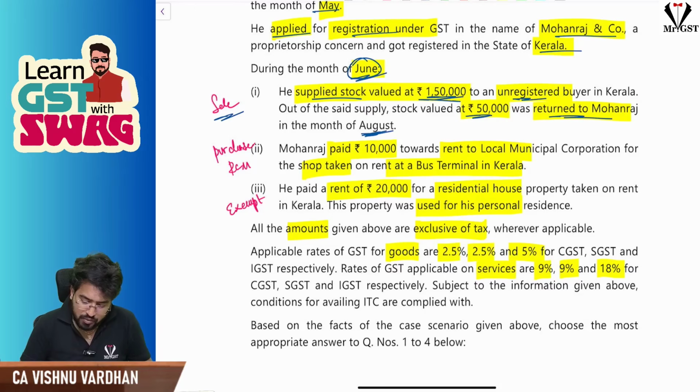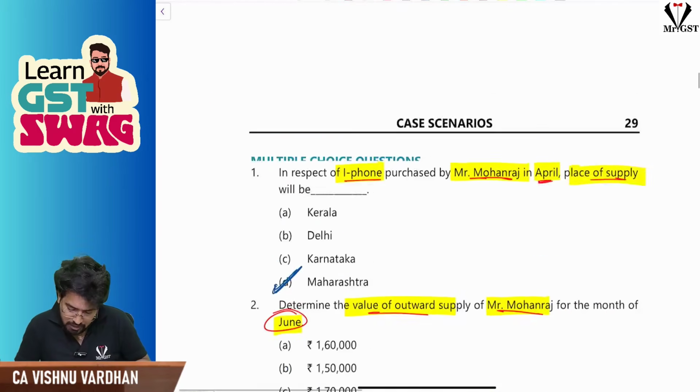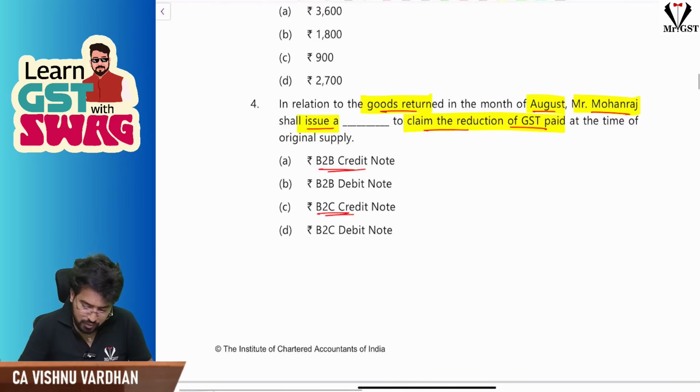Okay. Now, as you know, there is one question regarding goods return. What we have to do now? Here, the buyer is an unregistered fellow, so we can understand it is B2C credit note. B2C credit note. This is the answer.